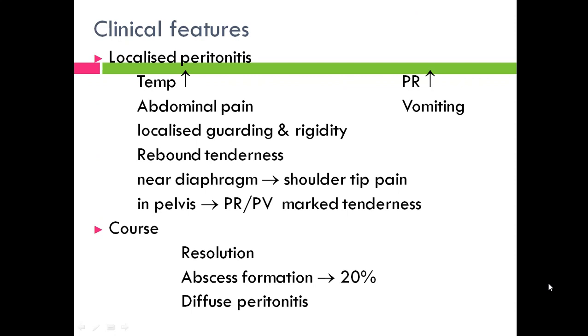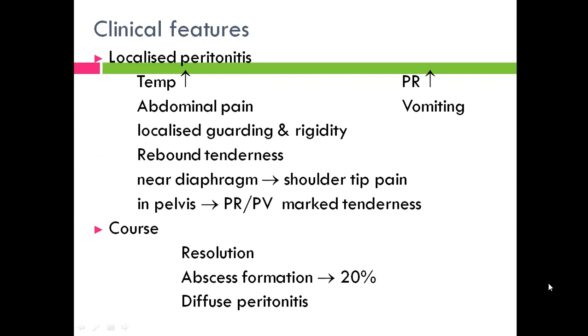Coming to the clinical features. In localized peritonitis, the most prominent feature is abdominal pain with localized guarding and rigidity. There will be tachycardia, there will be vomiting, and the temperature may go high. When you examine the abdomen, the patient might have localized guarding and rigidity and rebound tenderness, which itself is a feature of the inflammation of the parietal peritoneum.